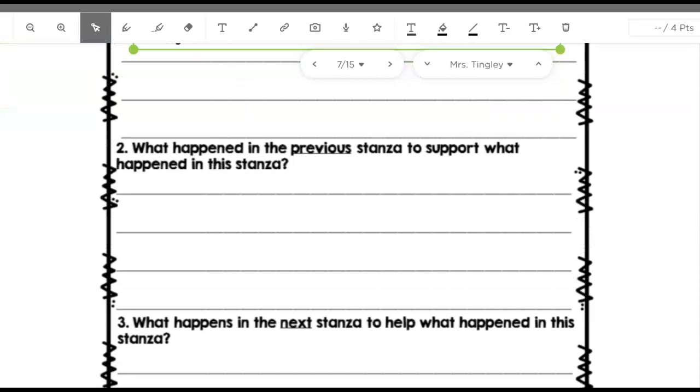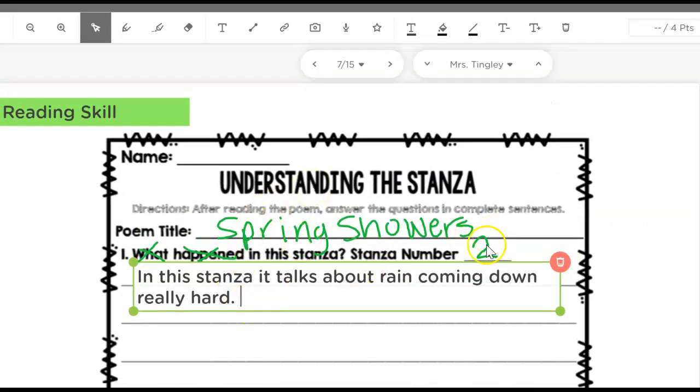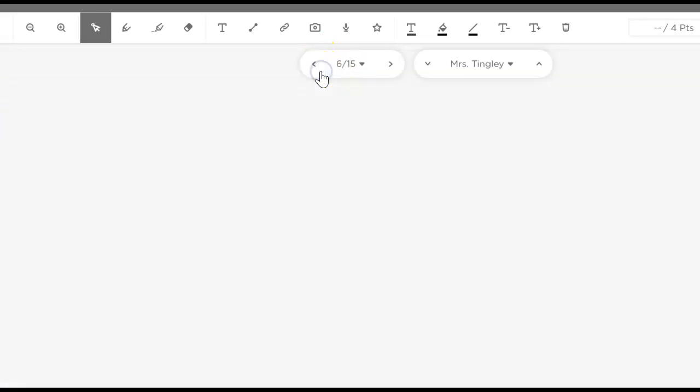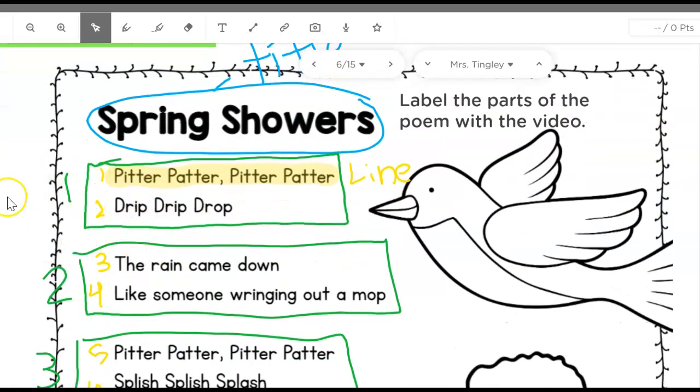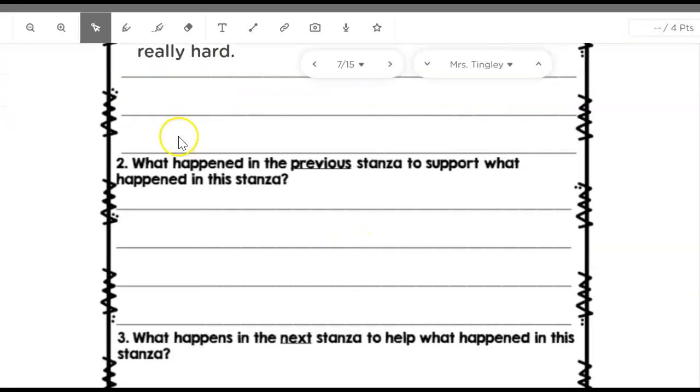Number 2. What happened in the previous stanza to support what happened in this stanza? So this was stanza 2, so the previous one would be stanza 1. Pitter patter, drip, drip, drop. How does that support the rain came down like someone was wringing out a mop? Well, it gives sounds of what the rain may have sounded like.